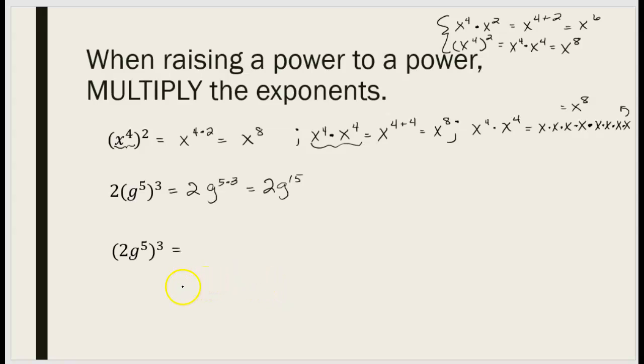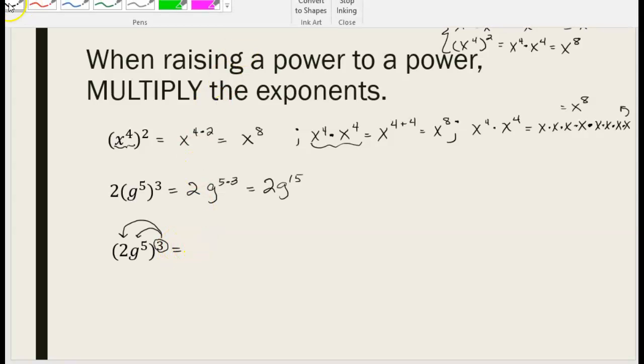Okay, and the next one, obviously you can see the difference between the second problem that we just worked out and this third problem that we're getting ready to work out is that the 2 is actually enclosed in the parentheses with the g to the 5th power. Here's what that means. That means the exponent of 3 not only applies to my g to the 5th, but it also applies to the 2. All right? So that means we're going to handle this just a little bit differently.